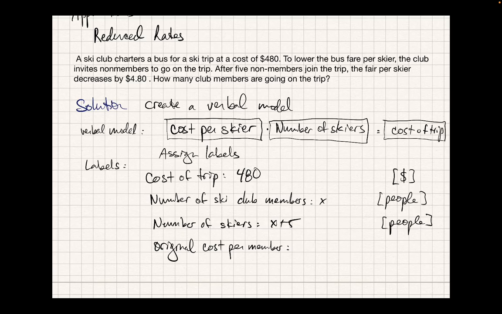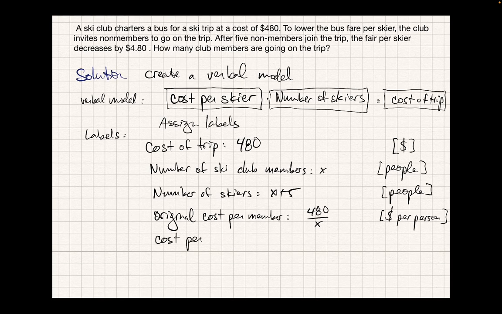Why 480 divided by X? Because if each person has to pay the same amount, then you just divide the total cost by the number of people to get how much each person has to pay. So this literally sets up cost per person. It has to be 480 over X. What's my unit for original cost per member? Dollars per person.